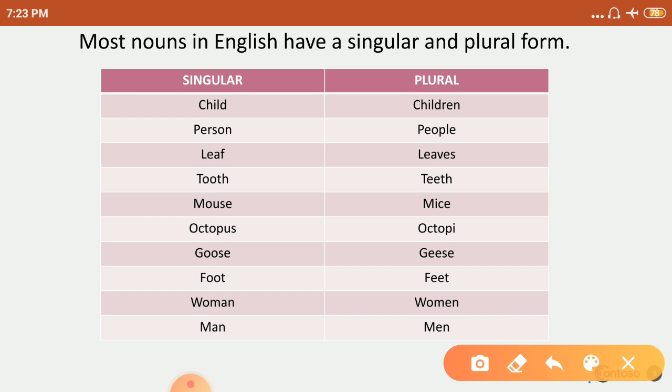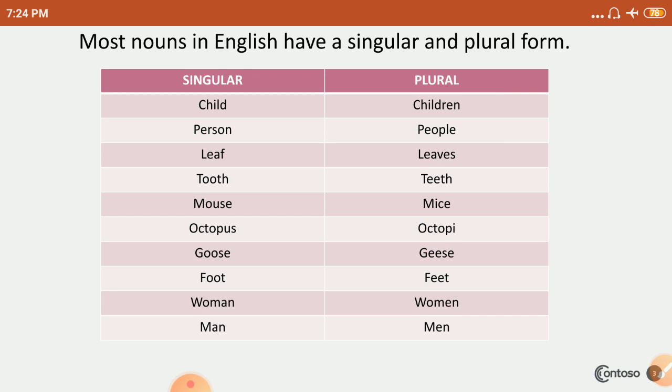Child. Plural form of child is children. For person, it's people. Leaf, leaves. Tooth, teeth. Mouse, mice. Octopus, octopi. Goose, geese. Foot, feet. Woman, women. Man, men. So these are the singular and plural forms of the noun.